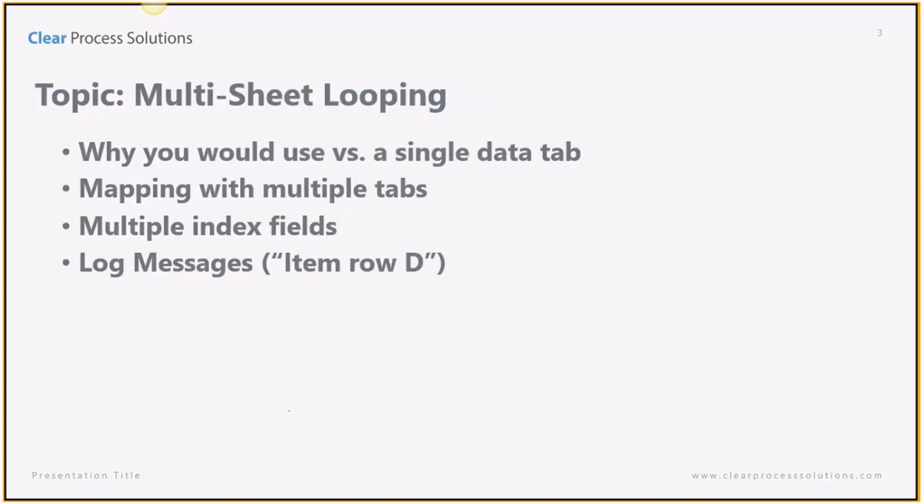So again, the topic is multi-sheet looping. We're going to look a little bit at why you would use that versus a single data tab, which is the default method when you create a loop. We're going to look at how you map those fields using the multi-sheets. Also, you need to have a join field between the two tables, and that join field may be more than one column, more than one field. So we'll look at that a little bit. And then we'll talk about log messages and how they're different between the two methods.